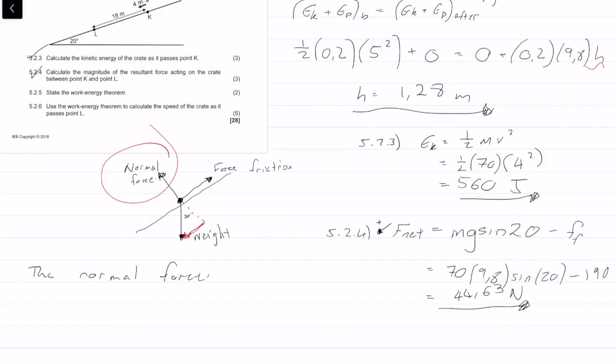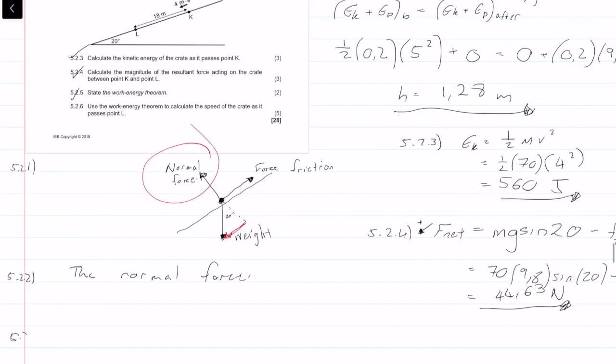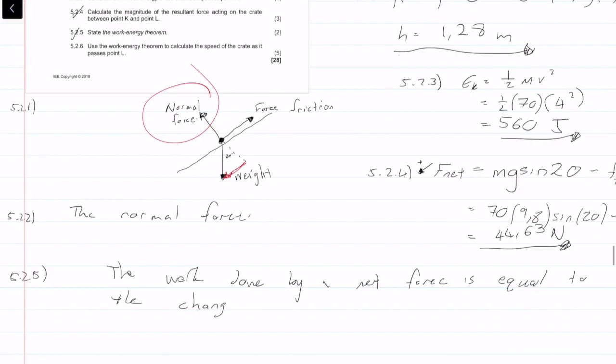Okay. Then it says, state the work energy theorem. Okay, another definition. So 5.2.5. Okay, so basically we can say that the work energy theorem says that the work done on an object by a net force is equal to the change in kinetic energy of the object. Okay, and that's the definition.